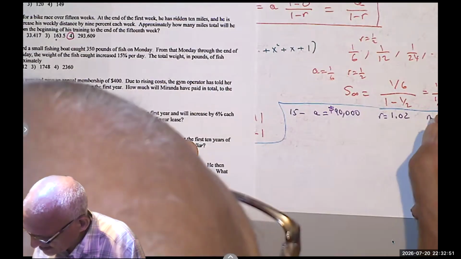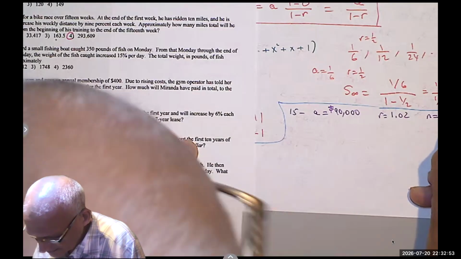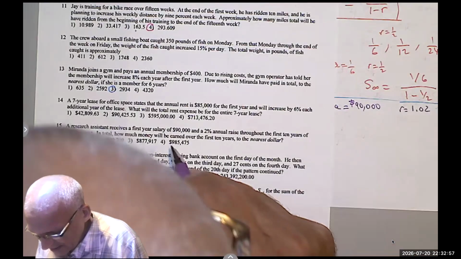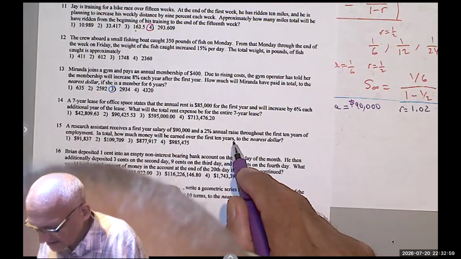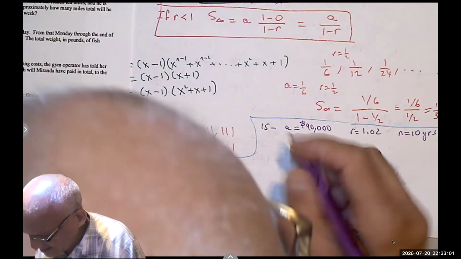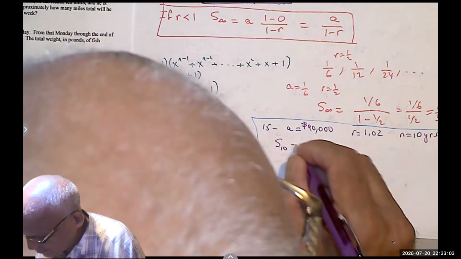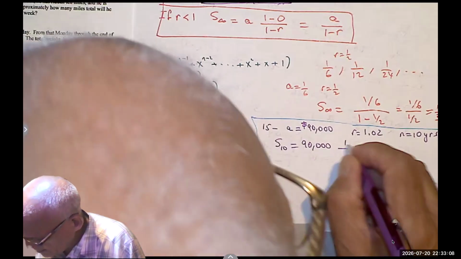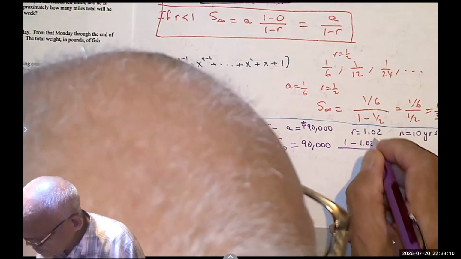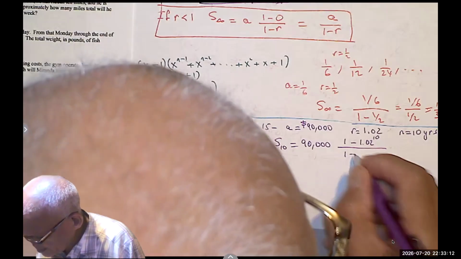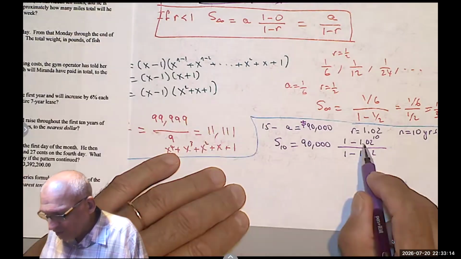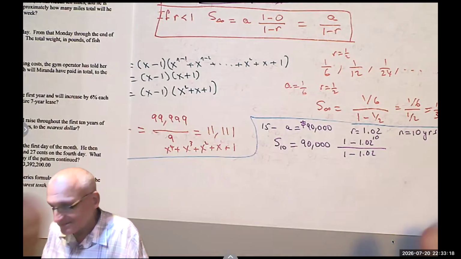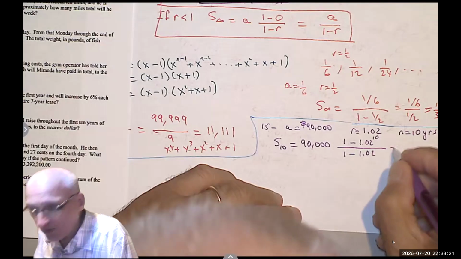Throughout the first 10 years of employment, in total, how much money will be earned over the first 10 years to the nearest dollar? Again, S10 equals 90,000 times 1 minus 1.02 to the 10th over 1 minus 1.02. Notice that only this is raised to the 10th, not the whole thing. Be careful with these small mistakes.